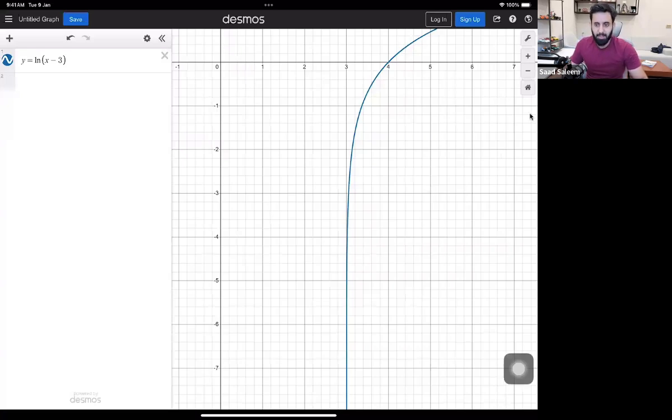Yes, so basically we take the argument and we set it equal to 0. Find the value of x that makes it equal to 0. So we take the argument, we set it equal to 0, and that's it. We get the equation of the asymptote.